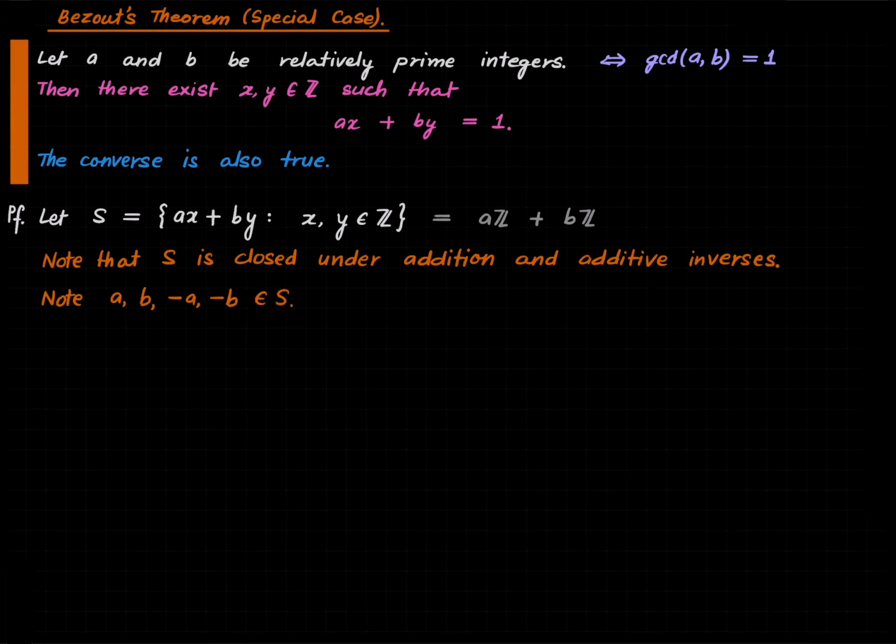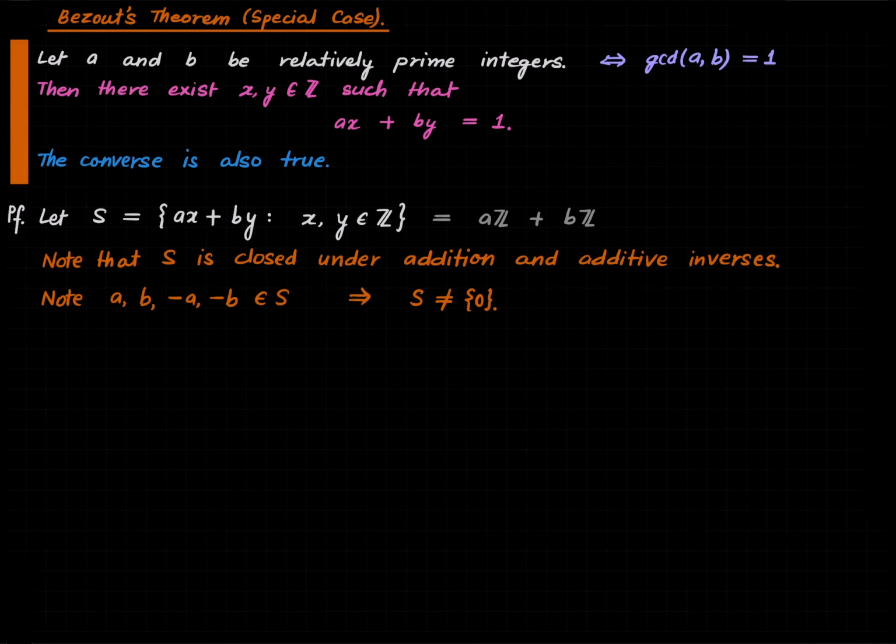Right? If you want to prove that A is in S, just take x as 1 and y as 0. And similarly for the others. So this is there, and since A and B are relatively prime, they are not both 0, we see that S is not the trivial set, S is not the singleton. Right? Because at least one of A or B is non-zero.